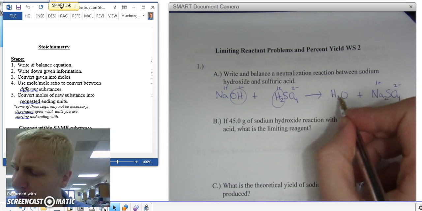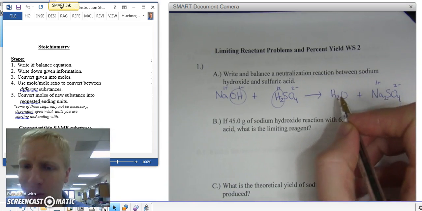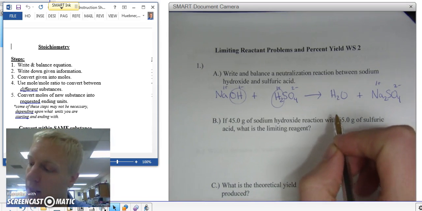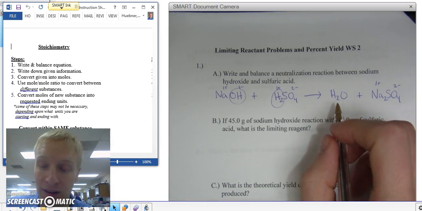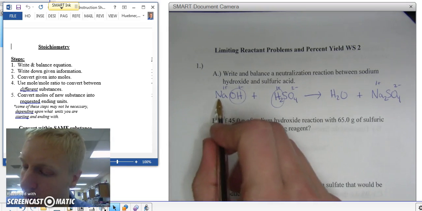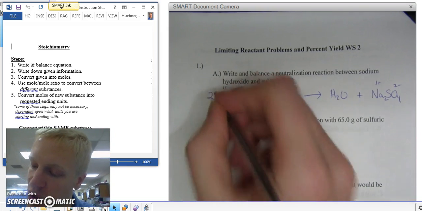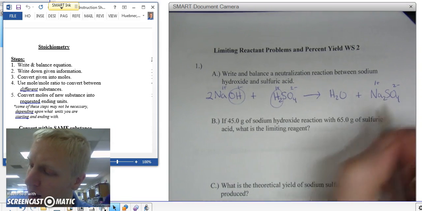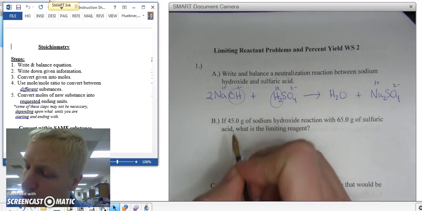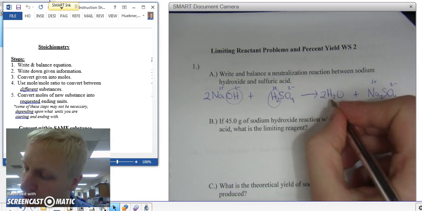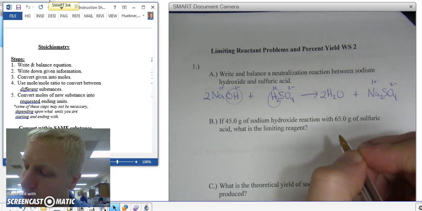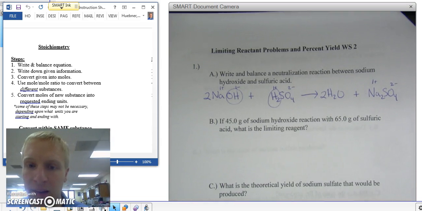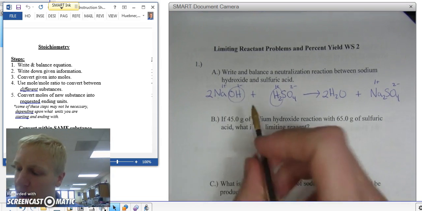Now it looks as though my H2O should have been an H3O, but the way I have it is correct. It is water, but now I have to fix it by adding coefficients, balancing it. I've got 1 sodium, 2 sodiums. I'm going to need a 2 right there, and then that gives me 1 SO4, 1 SO4. 2 oxygens, I'm going to put a 2, 2 times 2 is 4, 2 hydrogens, 2 times 2 is 4, and it's balanced. Alright, that's part A.